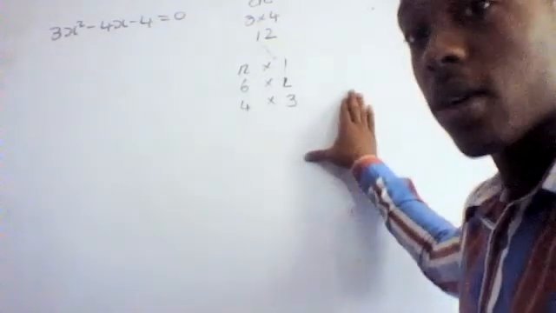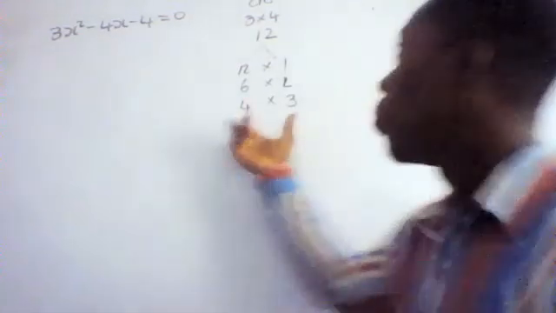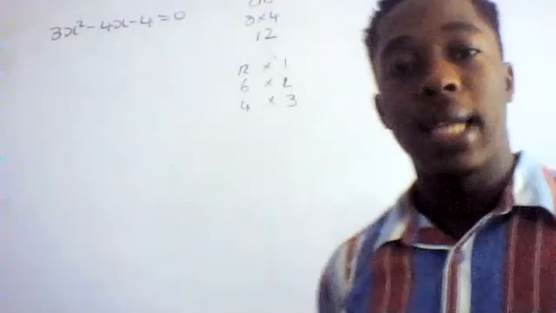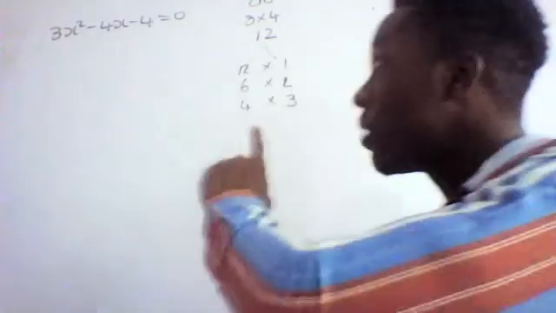Next step, seeing that we have the factors, we need to now determine which two numbers, when you multiply them, you're going to get a value of 12, but when you add them, you're going to get a value of -4.